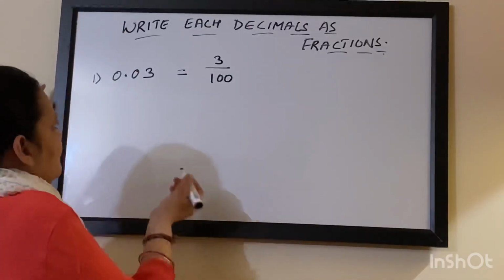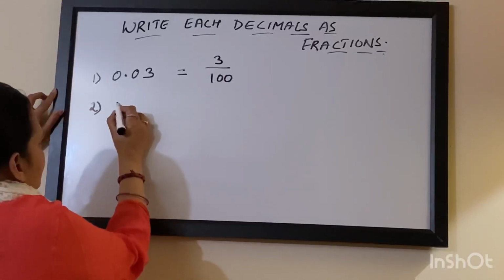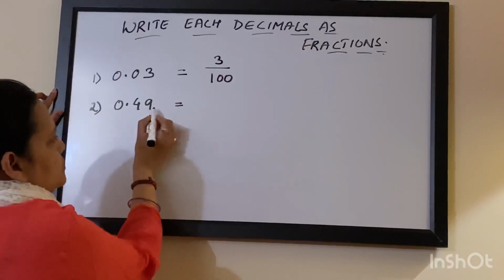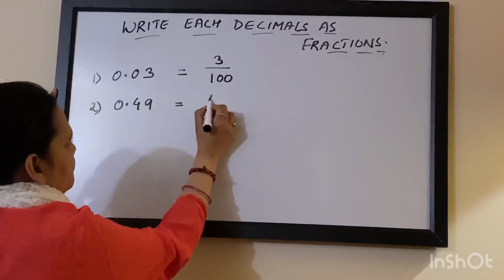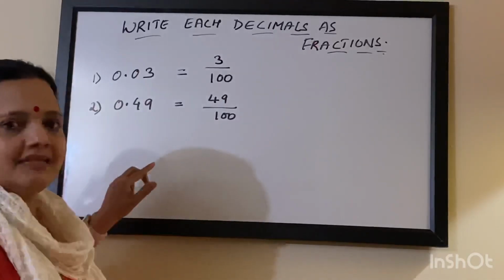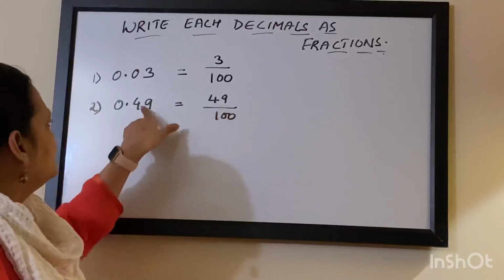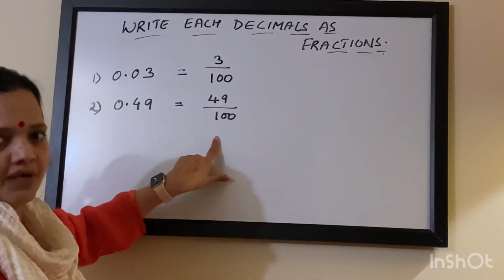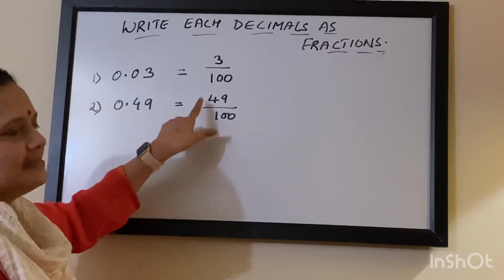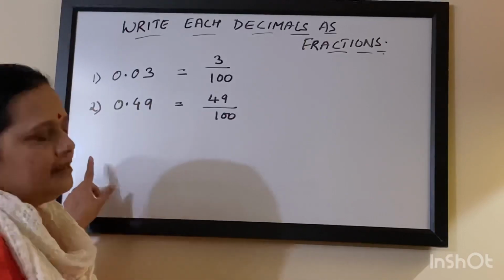Now in the same way we can do any. For example, the second one is maybe 0.49. So again here there are two decimal places, we can just write 49 upon 100. I hope this is clear because it is just two decimal places, so we just have to write the numbers, that is 49 upon 100. Okay, 0.49 means the same as 49 upon 100. They are equivalent, they are equal, right?